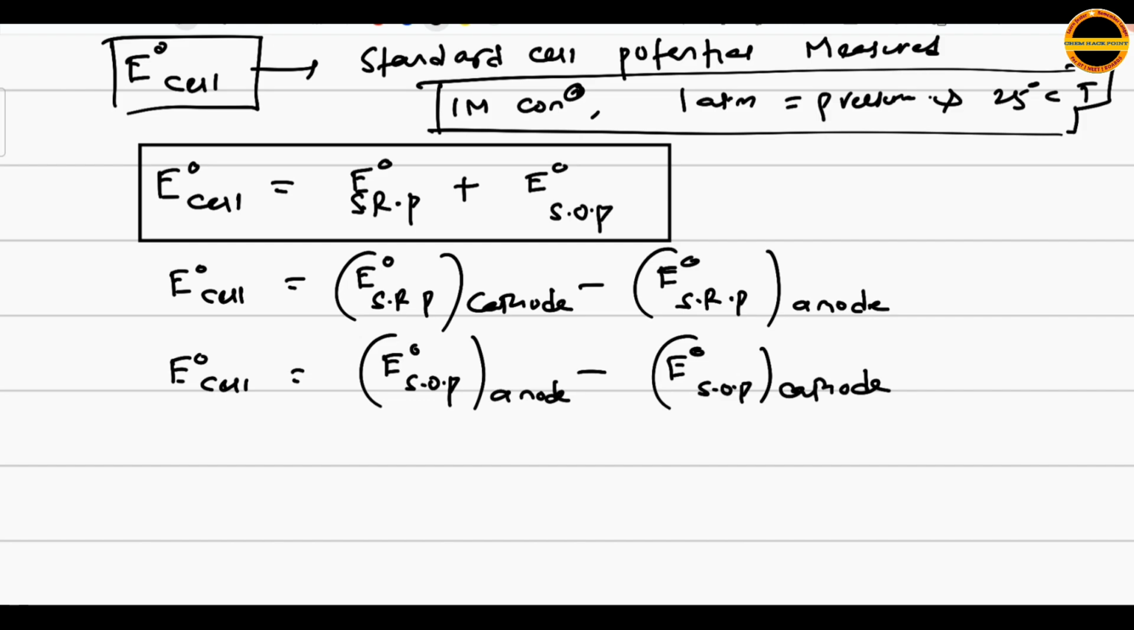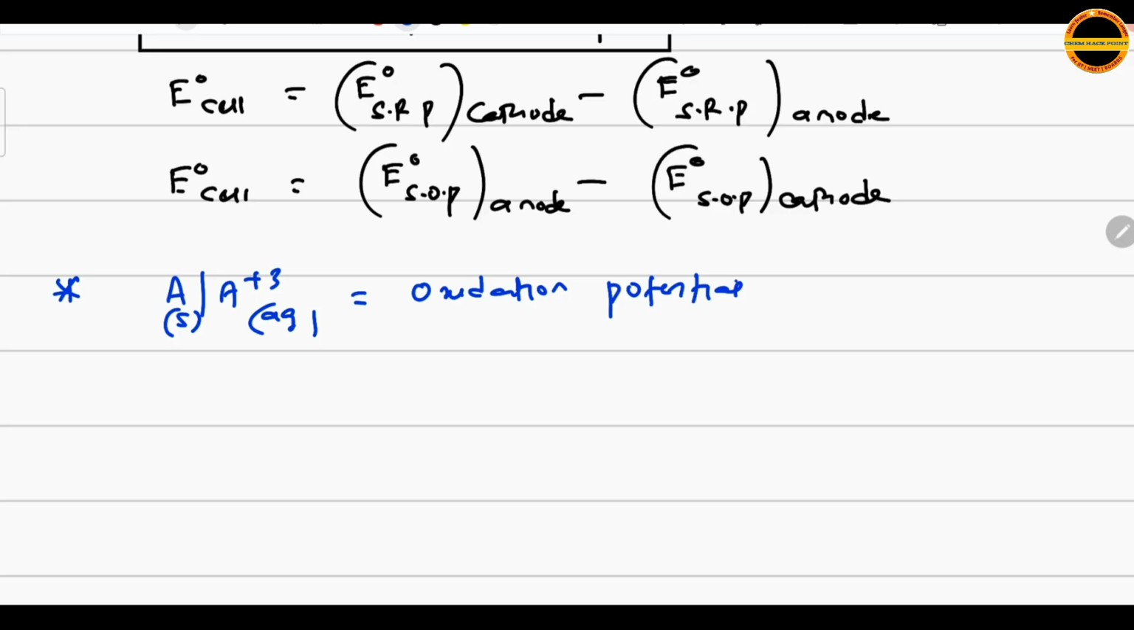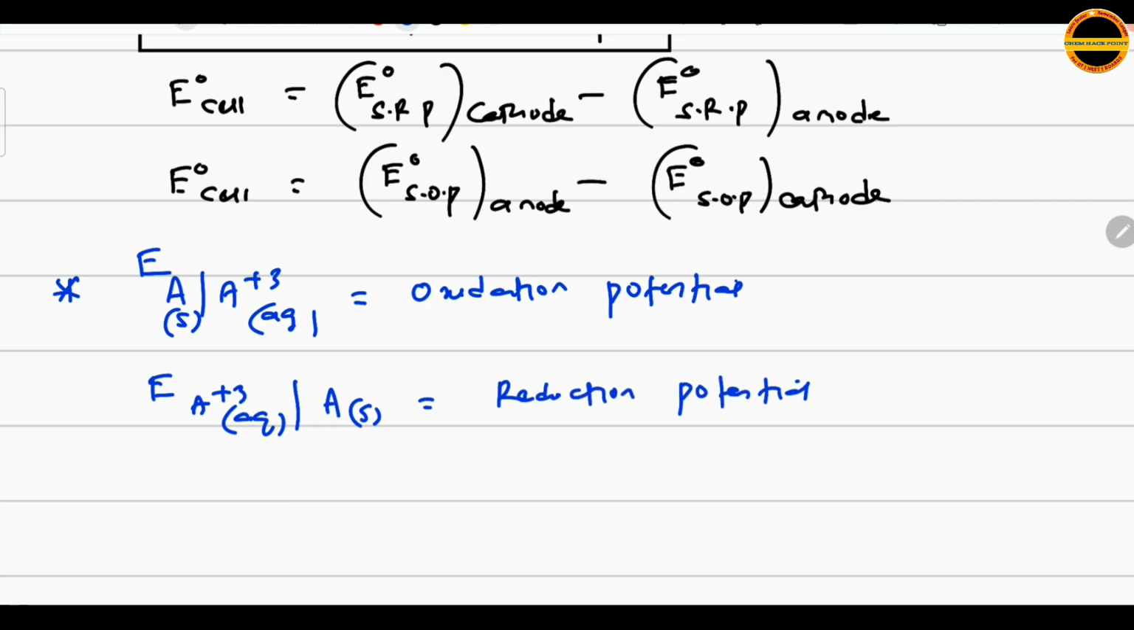Okay. Now, after knowing these combinations, see the difference here. If you are writing A giving A plus 3, here it is solid, here it is aqueous, so we consider it as oxidation potential. Why is it oxidation potential? Because it is undergoing oxidation. We refer to it as oxidation potential E, and with E naught, standard oxidation potential. If I write the same as A plus 3 aqueous going to A solid, we call it reduction potential. Same for standard conditions: standard reduction potential, standard oxidation potential.